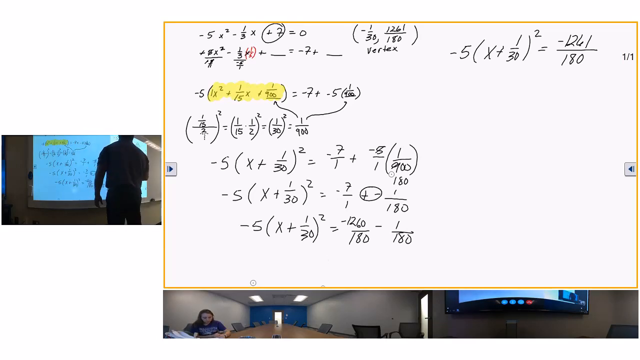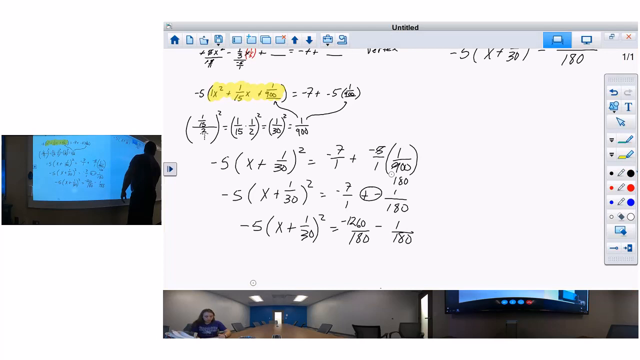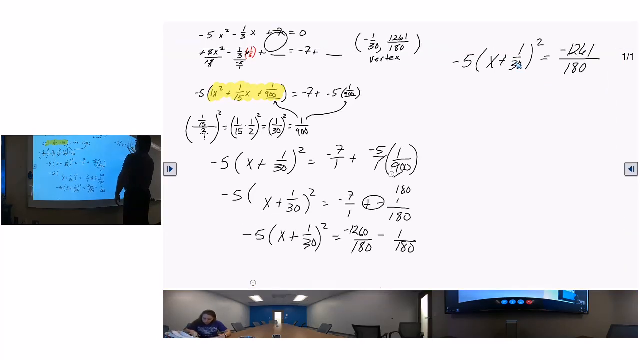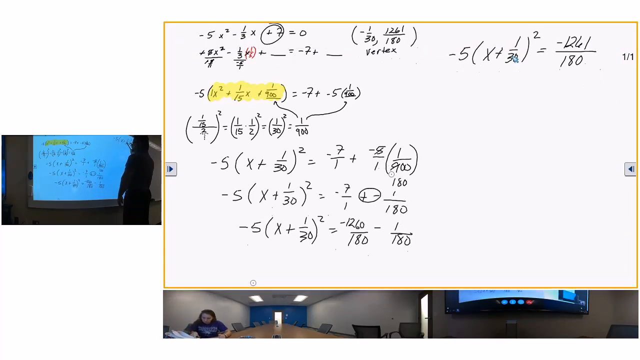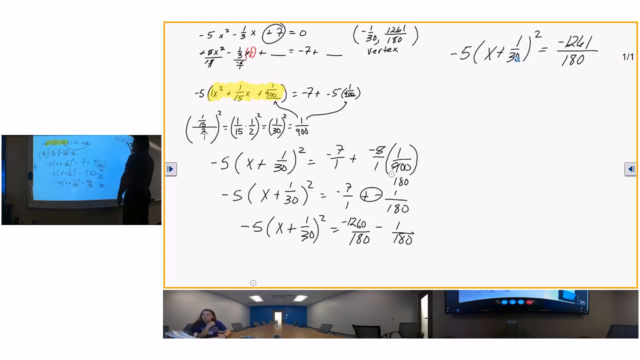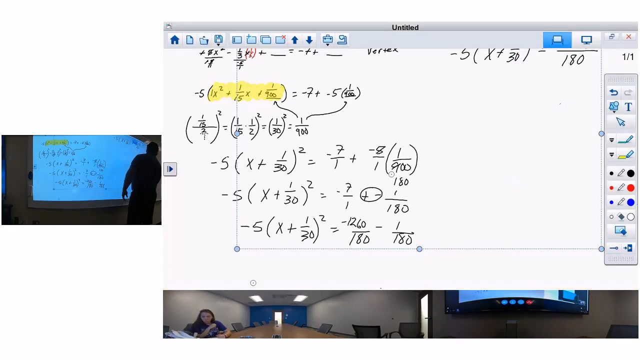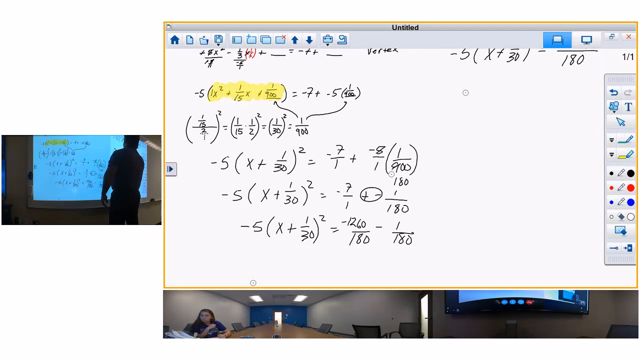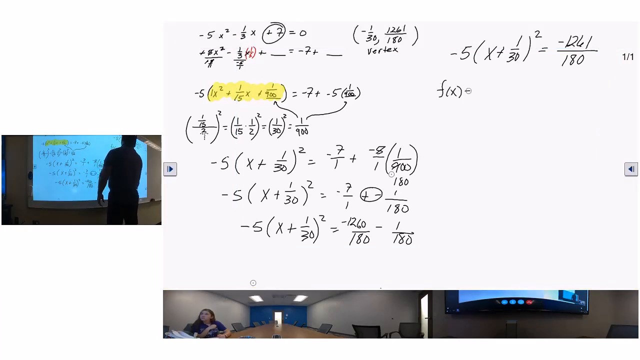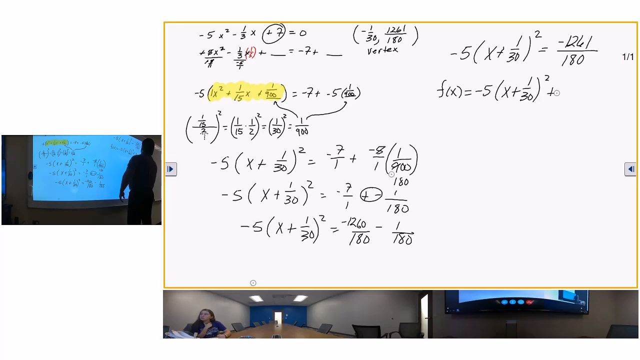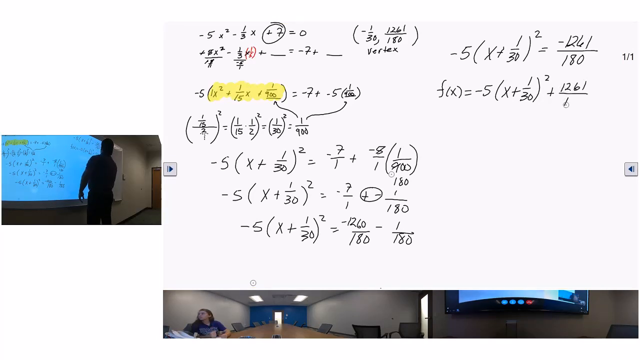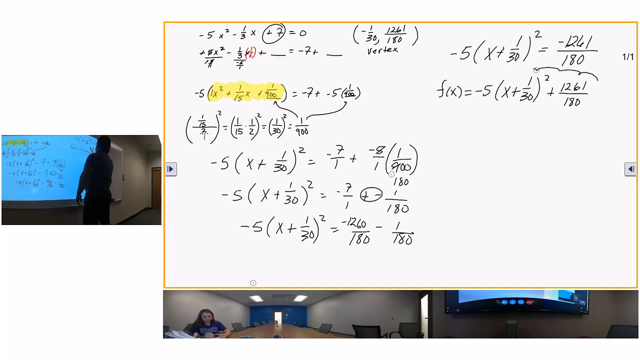I'm going to write it. I'm going to move this down if it'll let me. It probably won't let me, but I'm going to do it anyway. Yep, that's what I figured. Just forget it. So I'm going to rewrite this as f of x is equal to negative 5 times x plus 1 over 30 quantity squared plus 1261 over 180. That is the standard form. We're not done yet. That's the standard form that they might ask for.